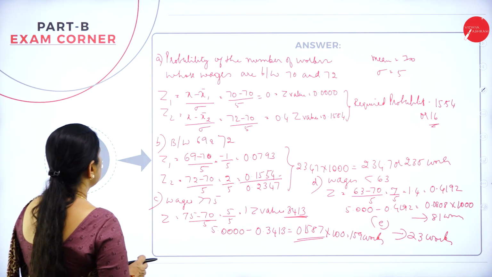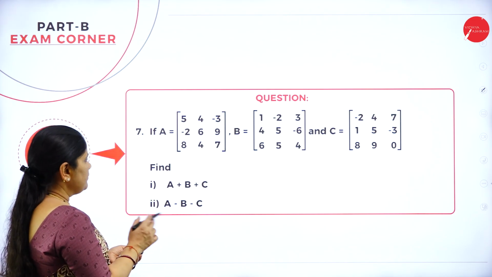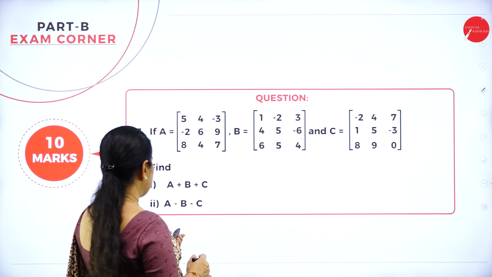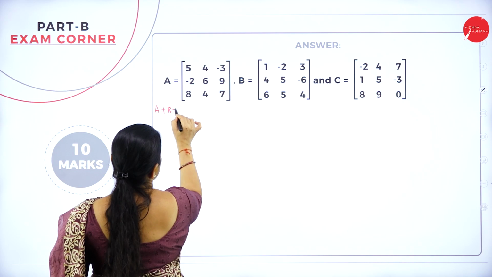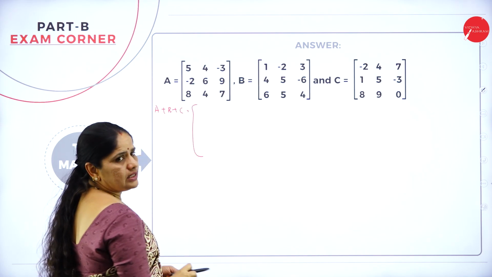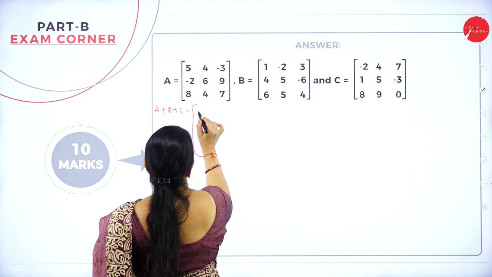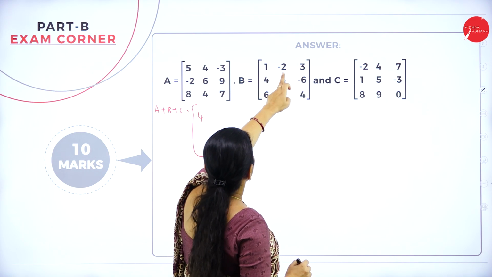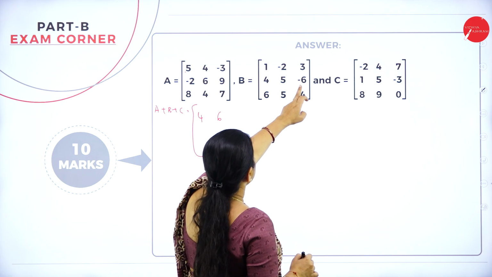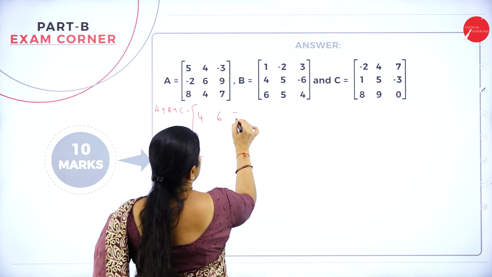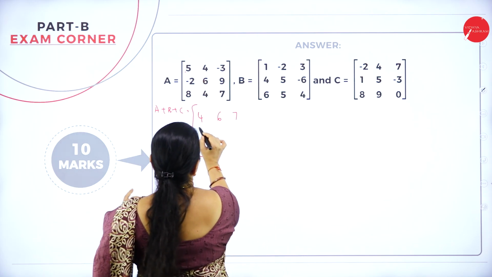Now the next problem here. If A equals 5, 4, minus 3 and B, C, find A plus B plus C, A minus B minus C. So we have to find A plus B plus C. So this will be add all the corresponding elements. So 5 plus 1, 6, 6 minus 2 is 4. Then 4 minus 2 is 2, 2 plus 4 is 6. Minus 3 plus 3, 0. We are left with only 7. Minus 2 plus 4 is 2, 2 plus 1 is 3.